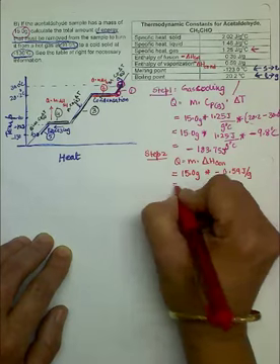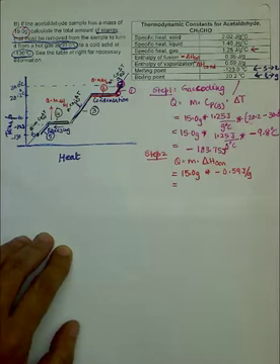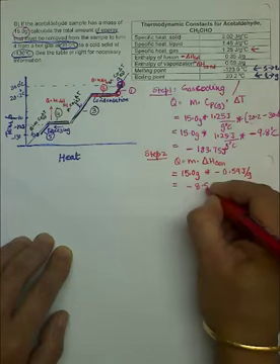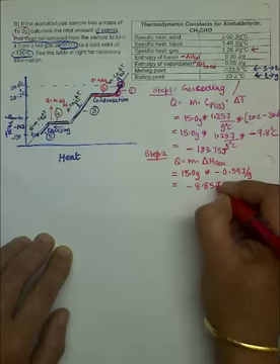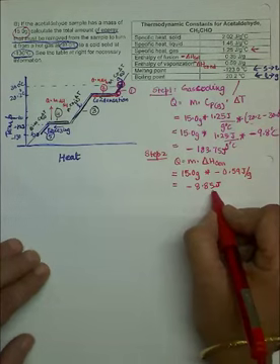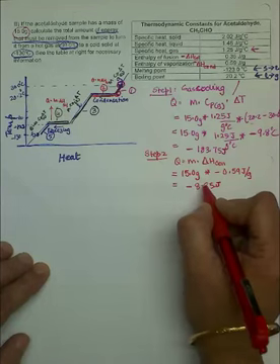So if I multiply the two numbers, my final answer is negative 8.85 joules. Again, I'm not looking at sig figs. I'm just giving the answer on the calculator right now. And the answer is negative because the heat is being released.